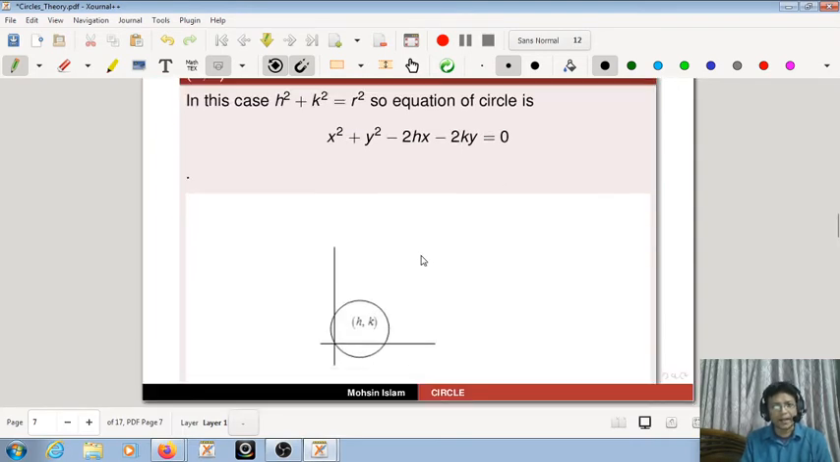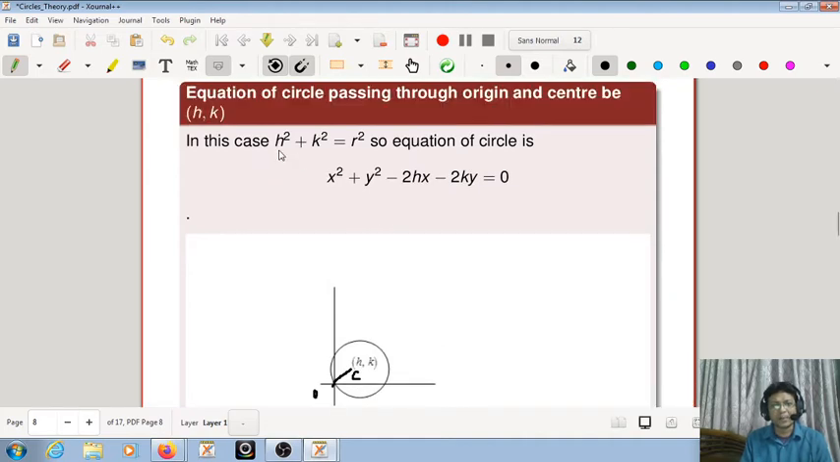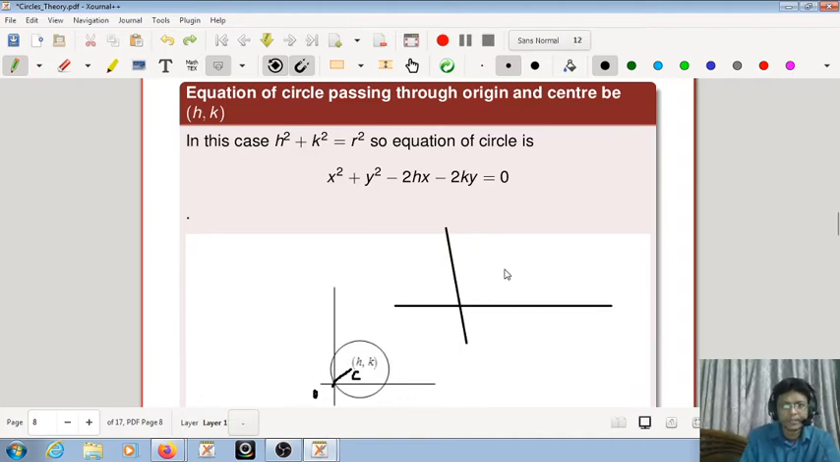So look at the diagram. This is the circle and it passes through the origin. This is your origin and this is the center C (h, k). So in this case, you have a result. If r is the radius, h squared plus k squared is equal to r squared. Let me magnify the diagram. Maybe it is not possible for you to visualize the diagram. Okay, sorry. Let me draw the diagram once again.